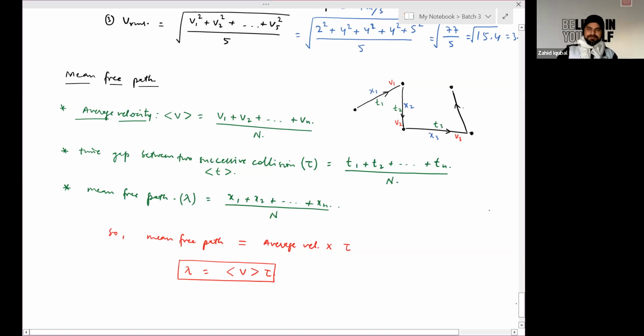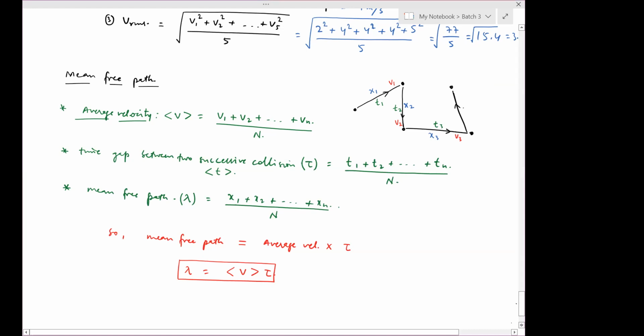Atif, any doubt? Abhinav, any doubt related to last class? No doubt, sir.